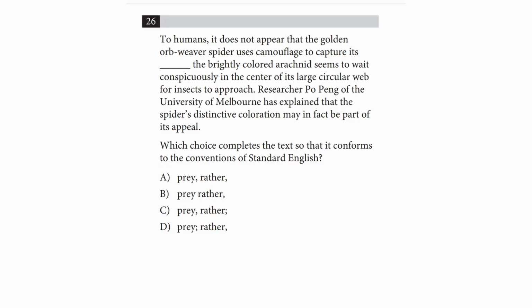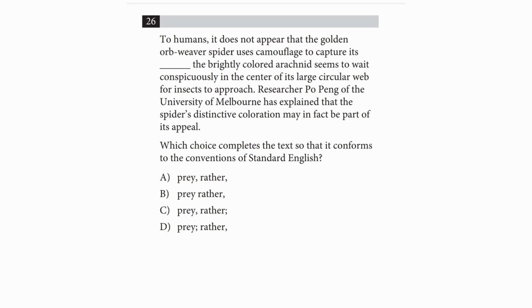Now let's move on to another example. Again, we know that this is going to be a punctuation question by looking at the answer choices. We see that the only difference between them is punctuation. So let's test out this rule by looking at the first and second halves of the sentence and seeing if they are complete sentences on their own.